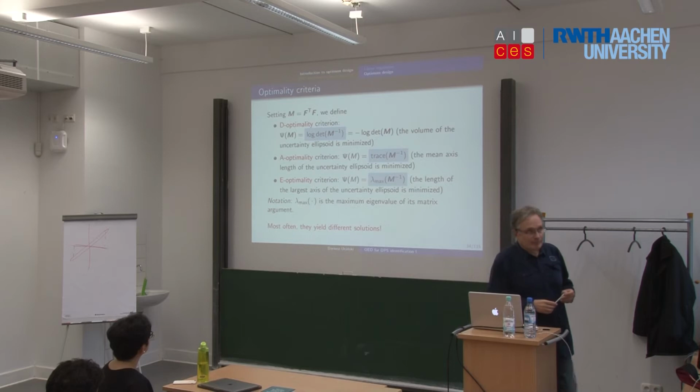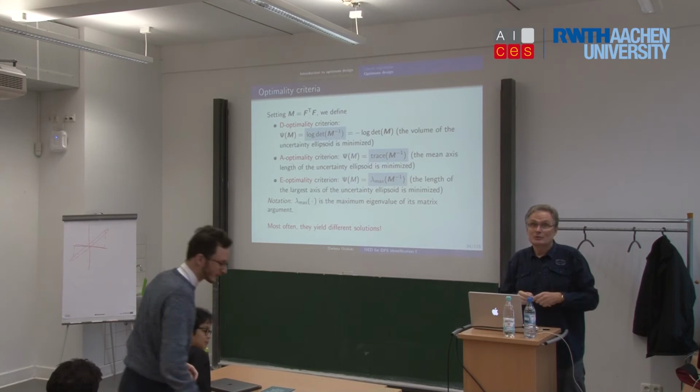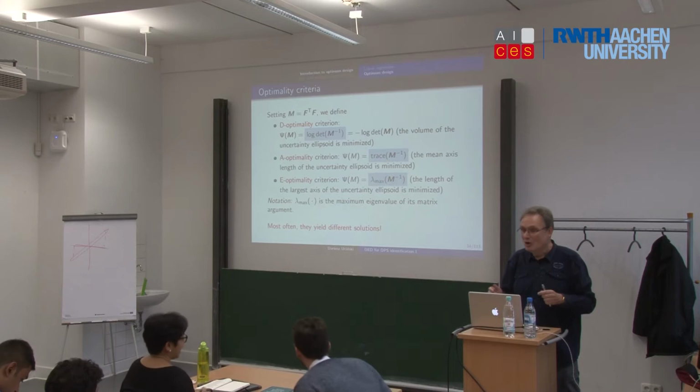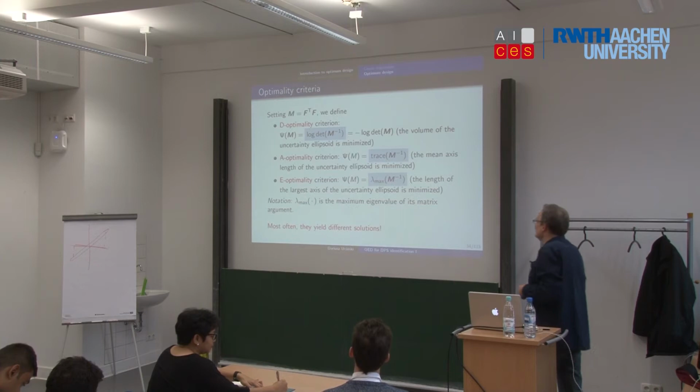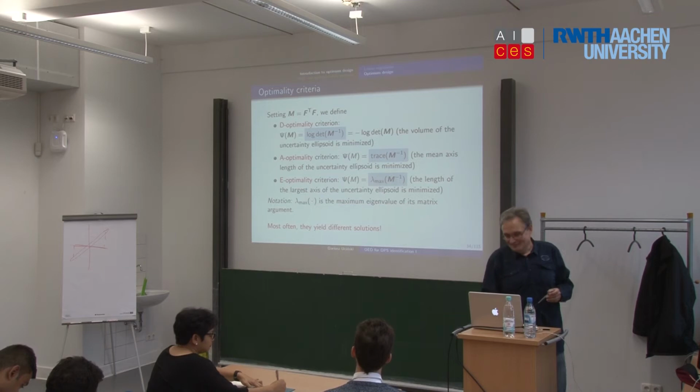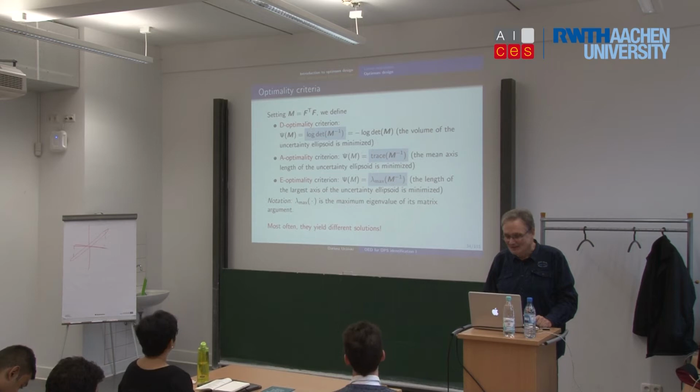Here you can see only three criteria. Basically, during almost 100 years of the development of optimum experimental design, almost all letters in the alphabet were used to invent different criteria. And the funny thing is that they often yield different solutions. Some authors prefer one criterion, some authors prefer other criteria. So for a novice, it's sometimes hard to find a good recommendation on which criterion to use.